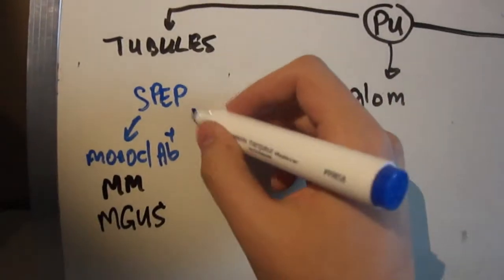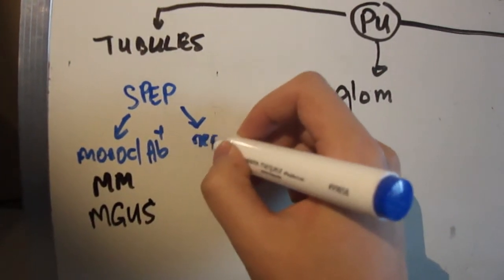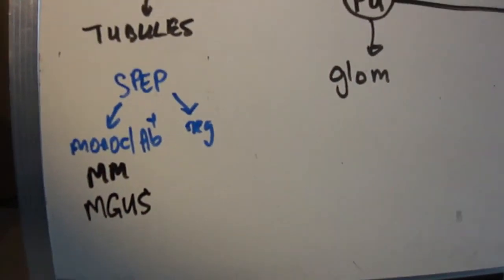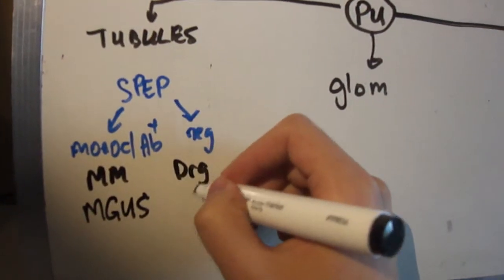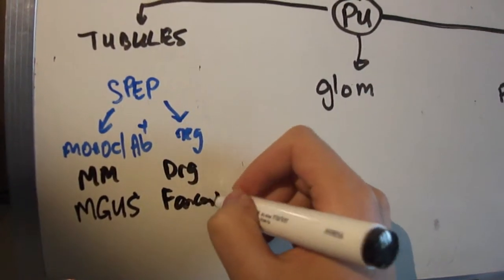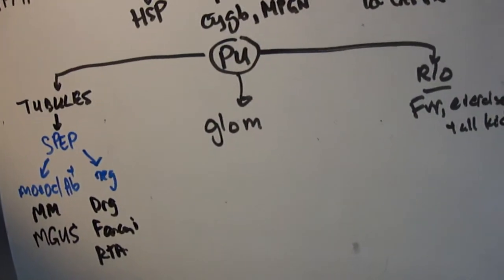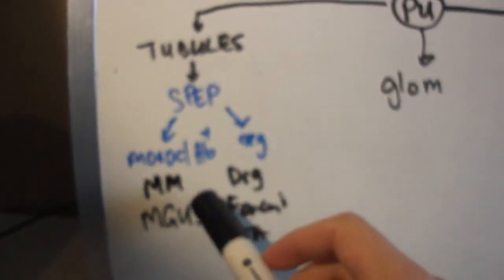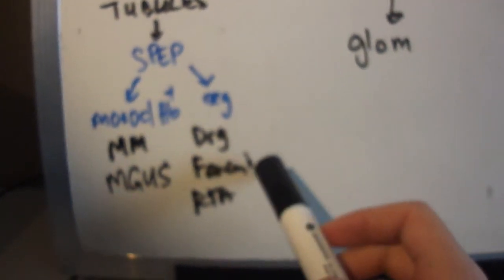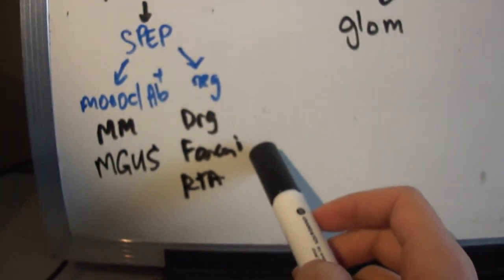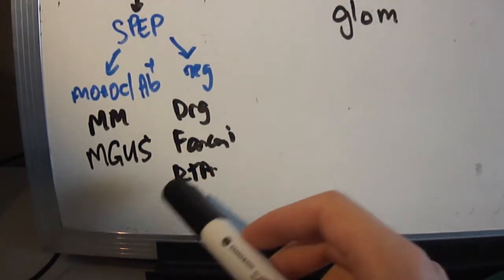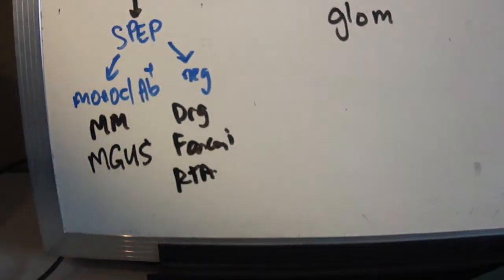Now, if your SPEP is negative, then it means you could have problems related to drugs, Fanconi syndrome, or RTAs. So that's your tubules. So you see protein in the urine, rule out these benign things, and then look at your tubules. So is it too much protein being made? Look at the history of drugs. Look at the long-standing history to see if there's Fanconi's, and then look at the urine pH to look at RTAs.